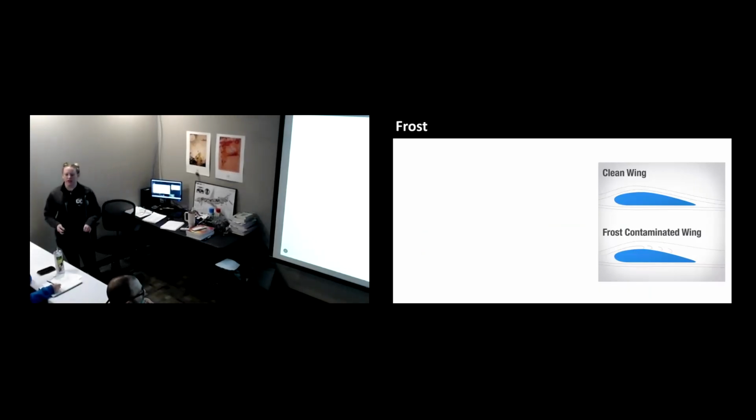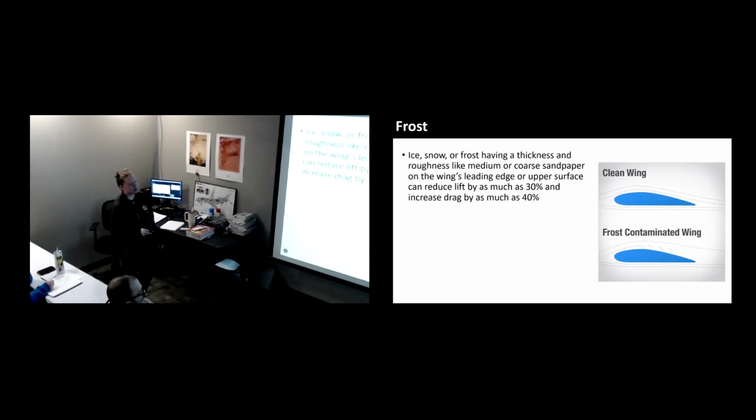Why is frost dangerous? It disrupts the airflow over the wing. So, if we look here, our clean wing has a nice, pretty airflow, right? If we have frost, it's going to contaminate that surface, the whole surface, especially if your airplane was left out overnight. And it's going to cause you to stall sooner at a lower angle of attack, okay? So you could take off, as soon as you rotate, stall, and crash, and not be able to recover, just because you had a little bit of frost on your wings.